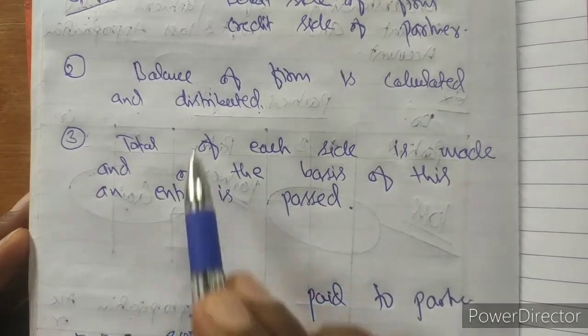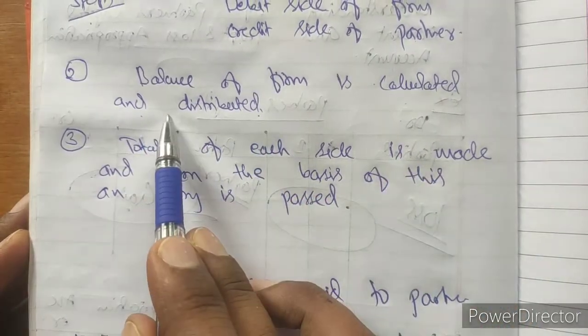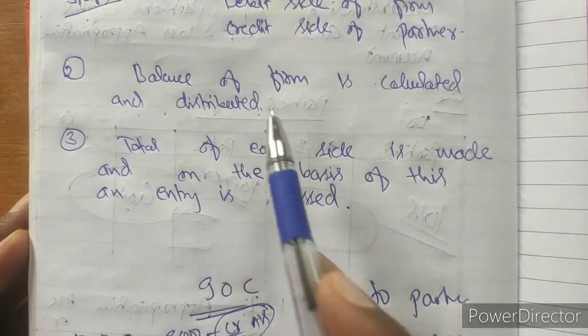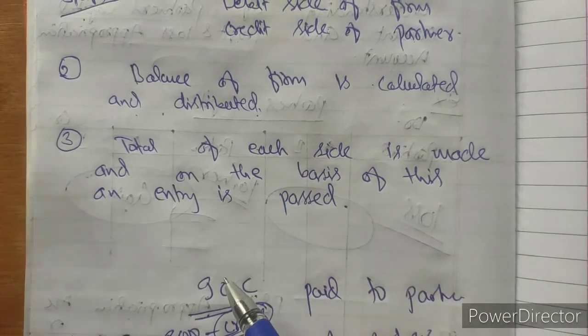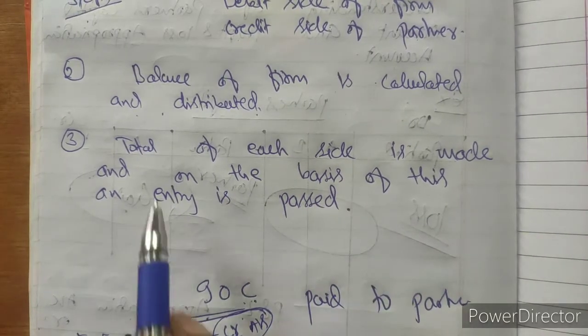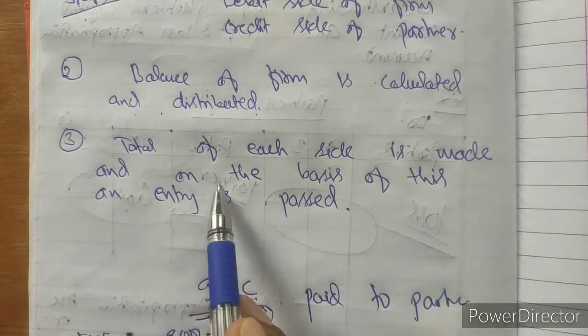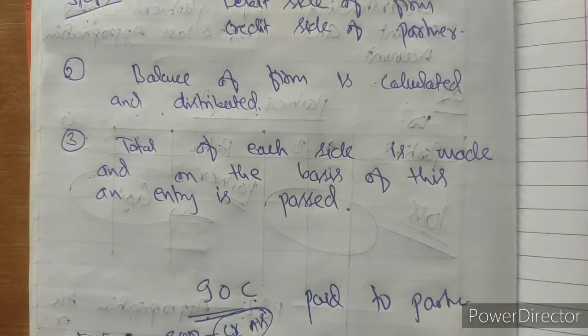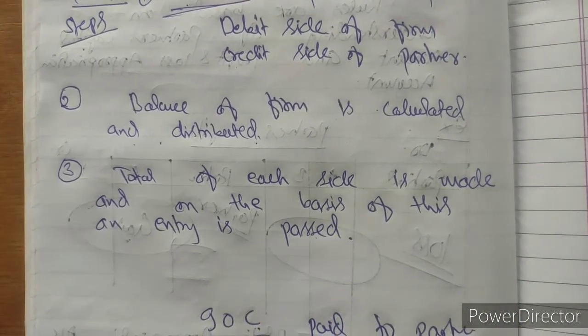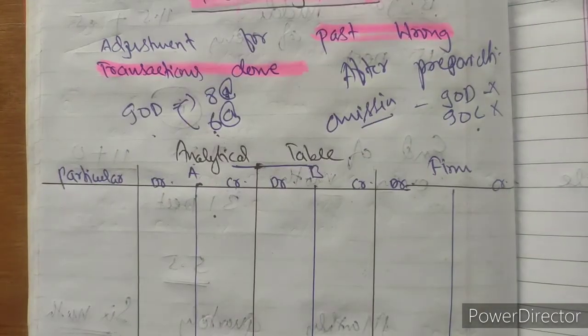So after doing all corrections, the balance of the firm is calculated. The firm's column will be there, and we will be doing the balance. Whatever amount is left will be distributed between the partners in their ratio. The total of each side is made, and on the basis of this the entry is passed. While doing the question, it will be much more beneficial for you to understand.